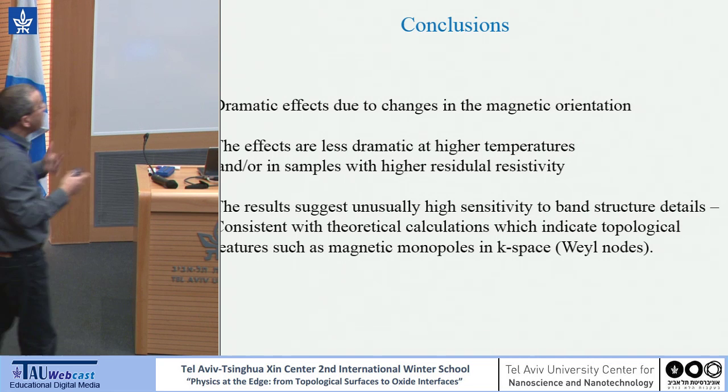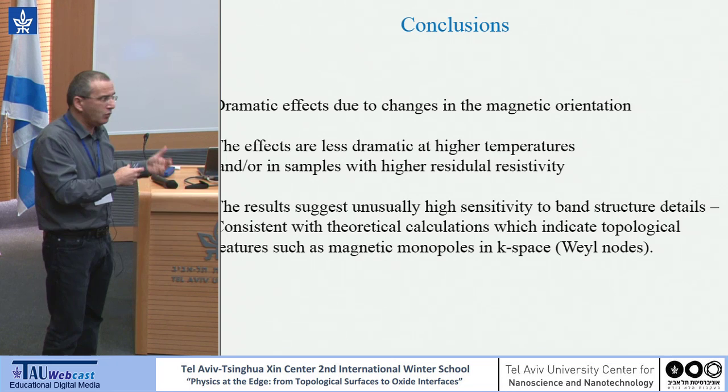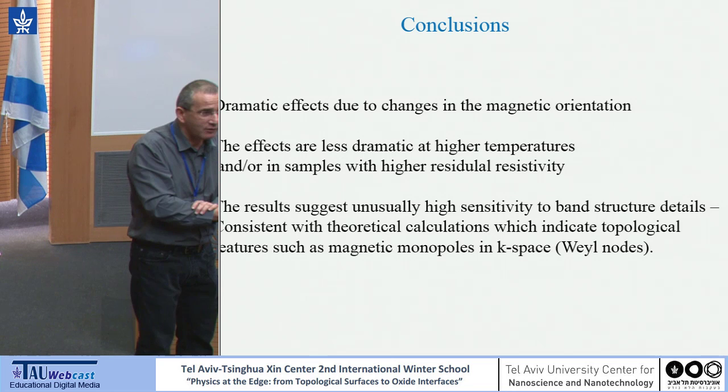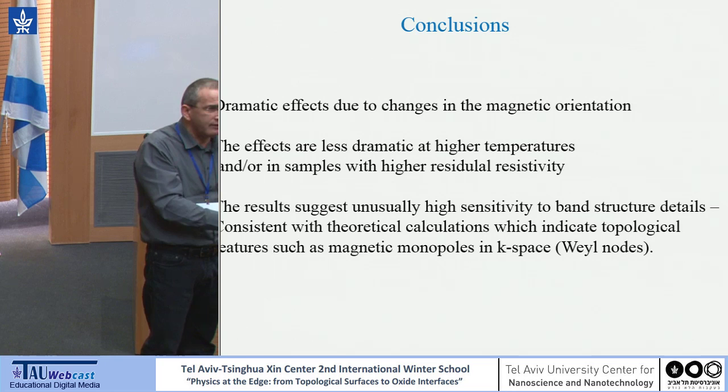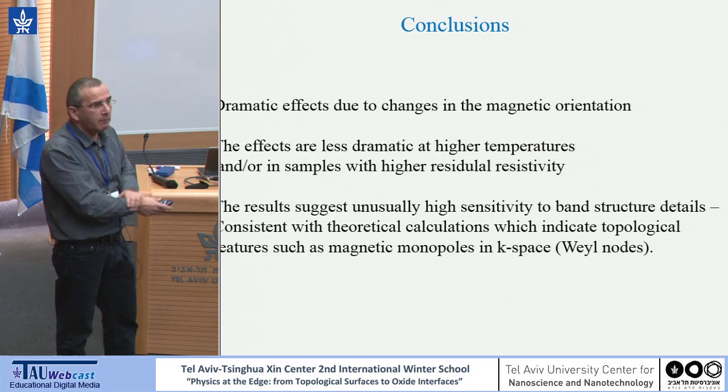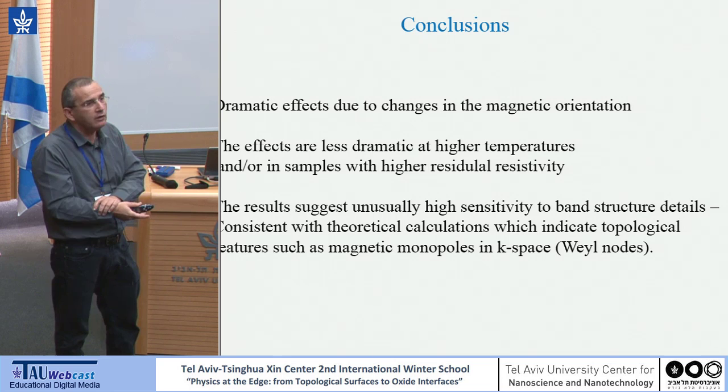And well, of course, we are not able to show directly, based on calculations, that this is what you would expect from this band structure. But this kind of very dramatic effect is not expected, certainly not for an extrinsic mechanism, and not for a regular band structure. This is probably a strong indication of very unusual features in the band structure of strontium ruthenate that gives rise to such behavior in the anomalous Hall effect.